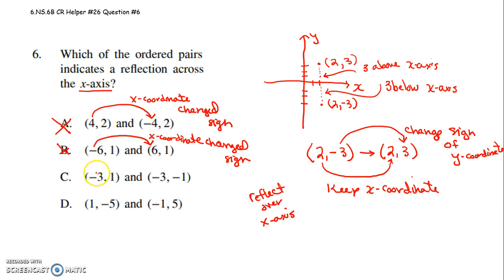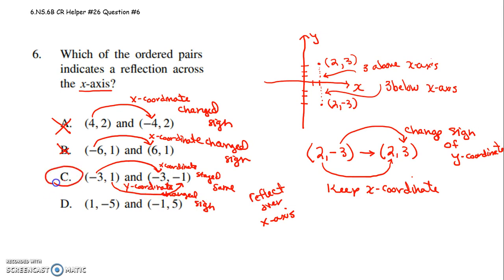Okay, so this next one's looking hopeful. -3 remained -3, so the x-coordinate stayed the same. And you went from a +1 to a -1. The y-coordinate changed sign. Yay! That's what it means to reflect over the x-axis. Your x-coordinate will remain exactly the same. The -3 remained -3, and the y-coordinate changed sign.